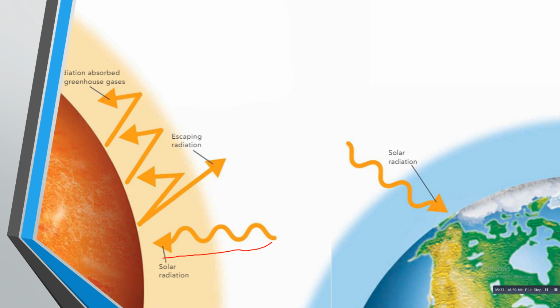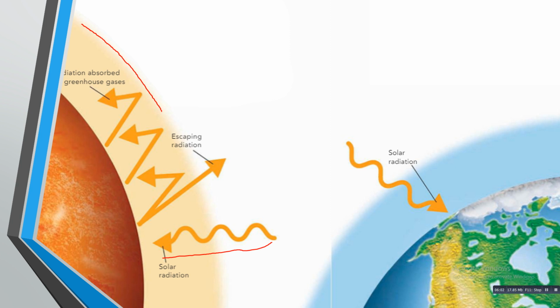So when the solar radiation arrives, some of it is reflected and some of it is absorbed by the planet. Now, since Venus is covered in clouds of carbon dioxide, very little of this radiation escapes out, but most of it is absorbed inside of the planet. So that's what makes it really hot.